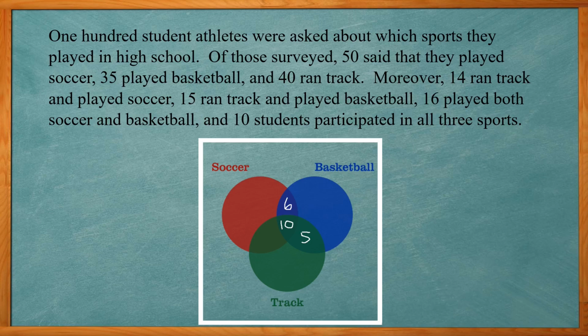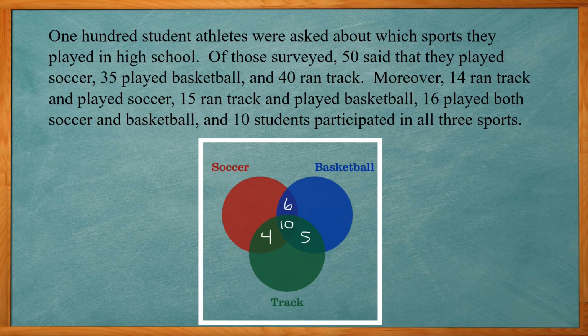Now we're going to track and soccer. So 14 ran track and played soccer. So that's where the green and red intersect. We already have 10 in that section. So it's going to be 14 minus 10 to give us 4. So 14 played soccer and track, and 10 of those also played basketball. So all 3 sports. Alright, so we have all the intersections filled out.